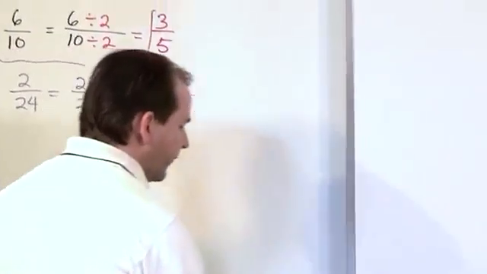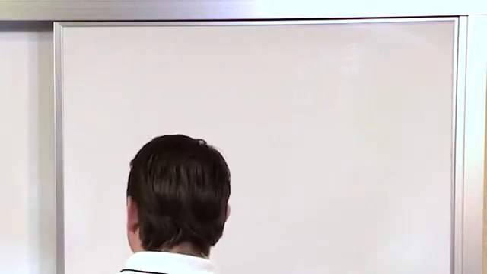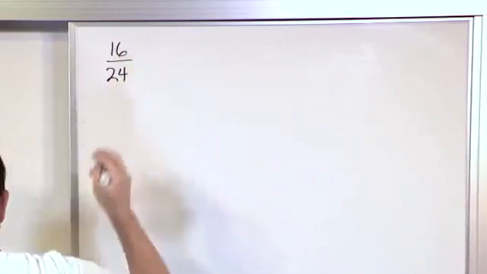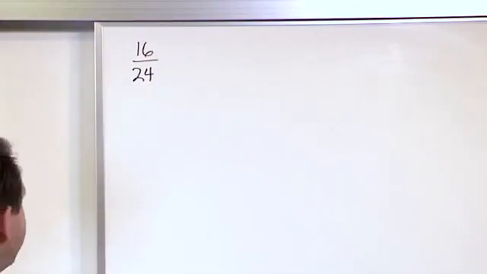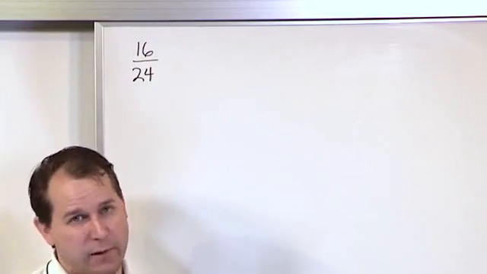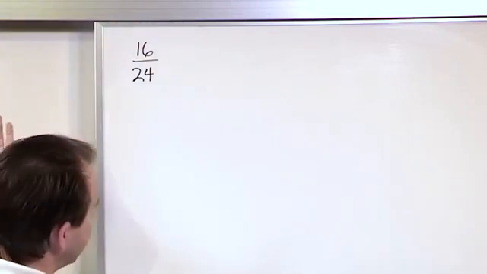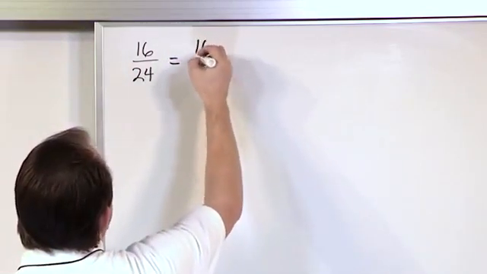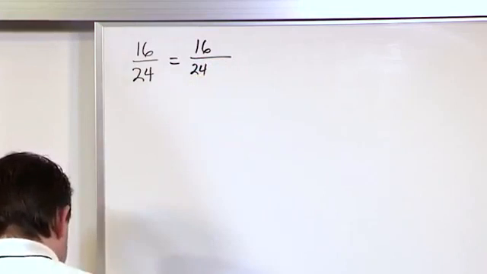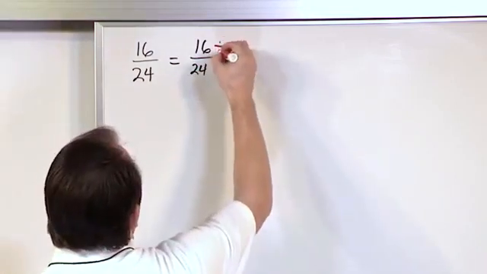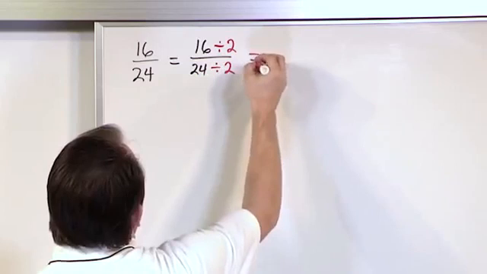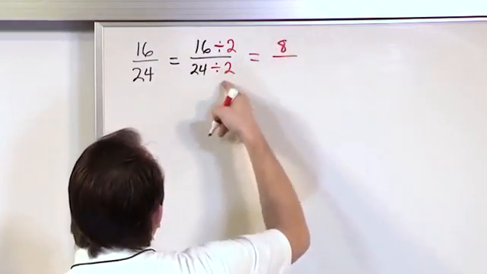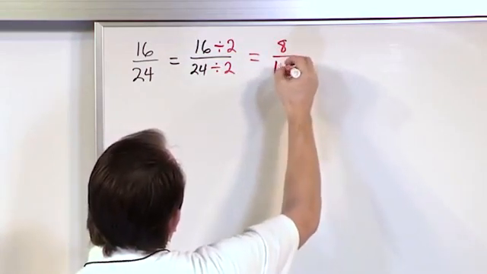Let me go on to the clean board over here, and we'll work a couple of additional ones, just to make sure you understand. What if I have 16/24? Is this simplified or not? The answer is it's not simplified because I can tell right away I can divide the top and bottom by at least the number 2 and make it simpler. So let's try to do that. 16/24. Let's divide the top and the bottom by 2. 16 divided by 2 is going to give me 8. 24 divided by 2 is going to give me 12.